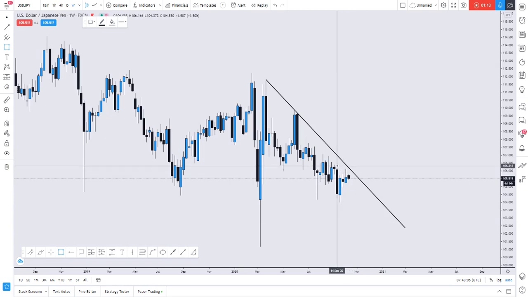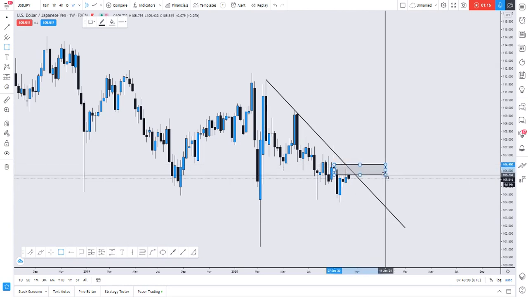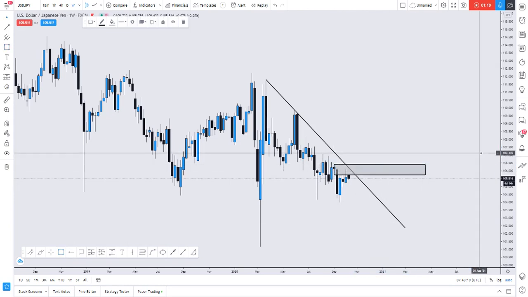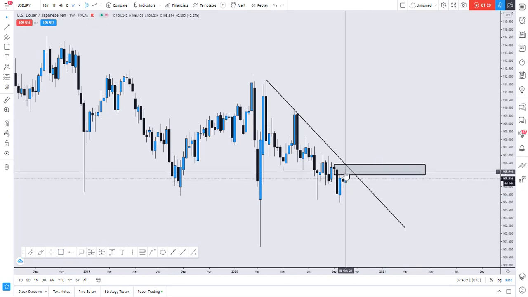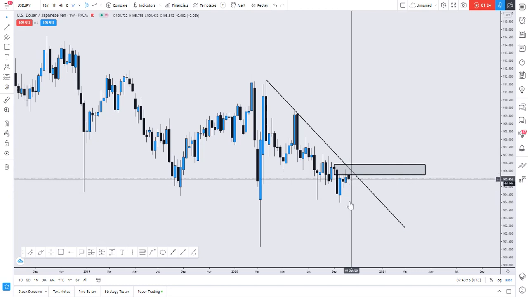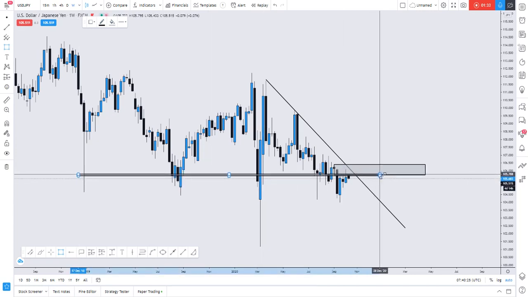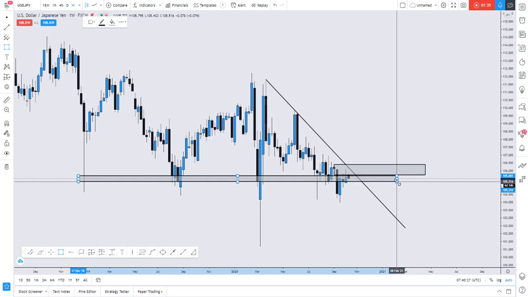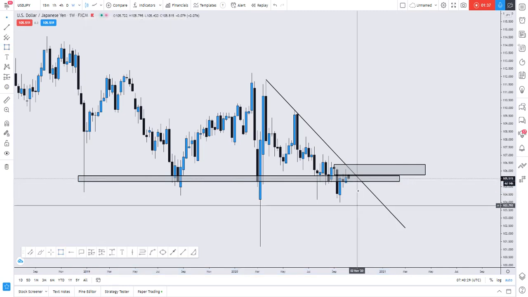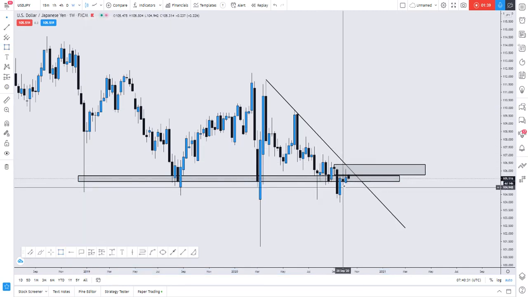And what do we have here? We have this area of structure right up above here. Last week price moved back into it, filled the area, and now we are moving away from it. And also there's this major area of support right here, and it got broken last week. Price broke through it last week.